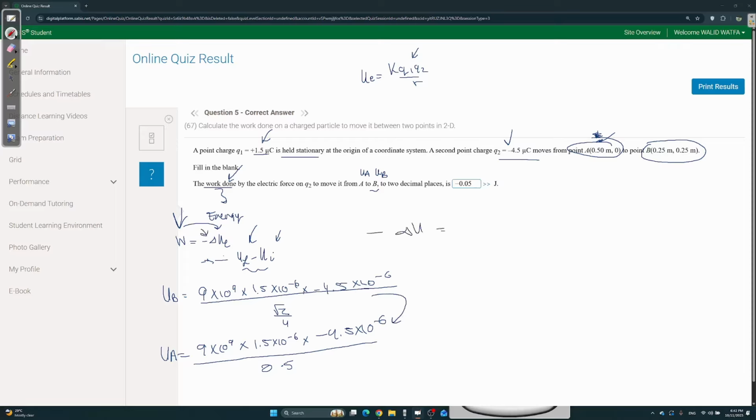So, negative delta U. When you subtract this by this, you're going to get delta U, but you just need to make that answer negative. So when you get this, you're going to get 0.05, then making it negative, you get negative 0.05 joules. Alright, moving on to the next question.